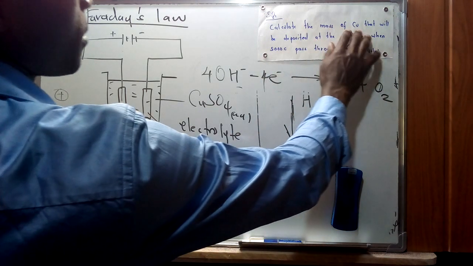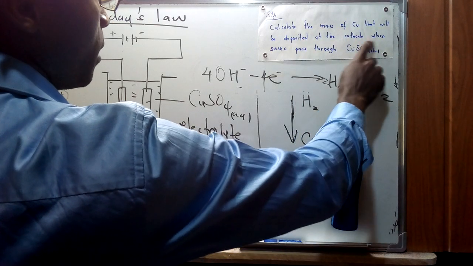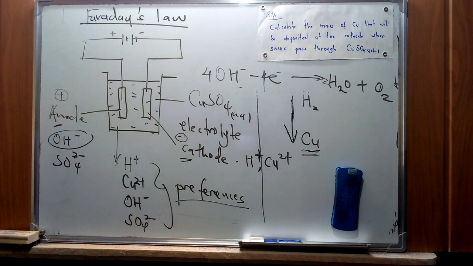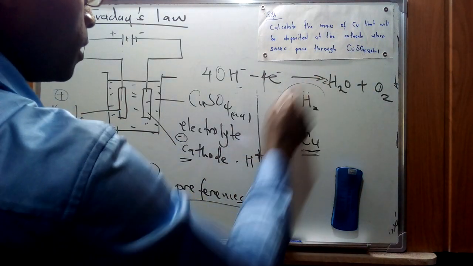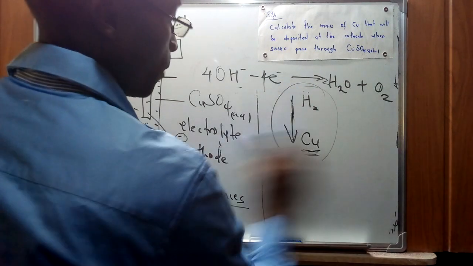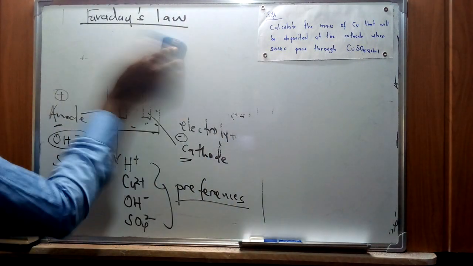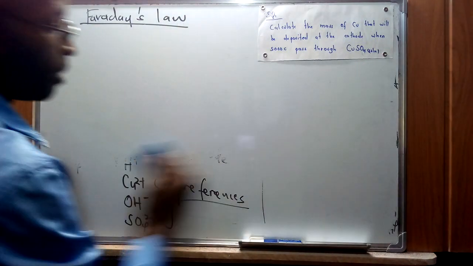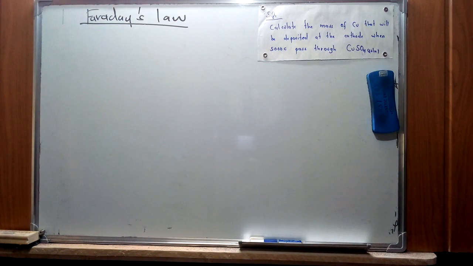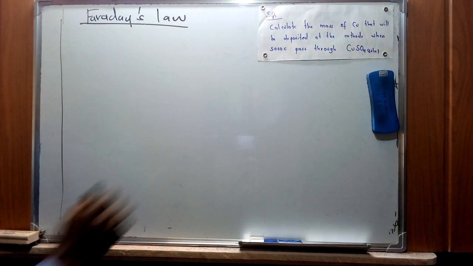So whenever I say calculate the mass of copper that is deposited at the cathode when this number of coulombs pass through copper sulfate, this entails the concept of equivalent mass that we have discussed, and also which kind of ion is going to be deposited depending on the order of reactivity in the reactivity series. So now we can have a look at our question and see what is required of us: calculate the mass of copper that will be deposited at the cathode when 5,000 coulombs pass through copper sulfate solution.